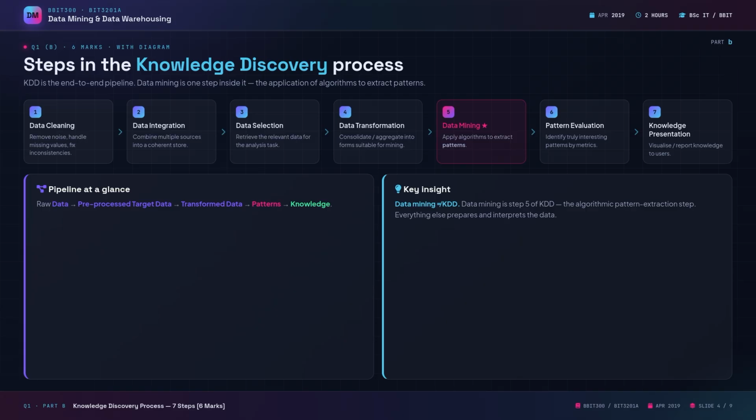If you're sketching the pipeline, picture it flowing like this: raw data, then pre-processed target data, then transformed data, then patterns, and finally knowledge. Remember the key insight: data mining is step 5 of 7. Everything before it prepares the data, and everything after it interprets what was found.